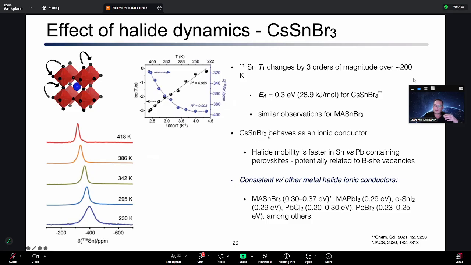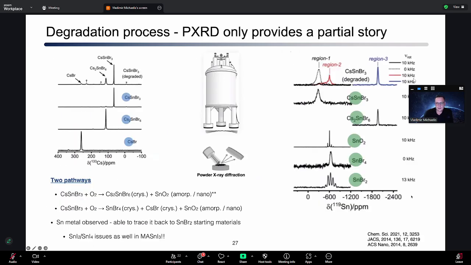And this is due to the fact that you have bromine halogen ions moving around the system quite freely. And this is actually consistent with other metal halide ionic conductors in terms of tin bromide or lead methyl lead iodide or tin iodide itself. And so this basically opens up a new class again of potential sodium ion, sorry, not sodium ion, potentially tin halogen ion conductors. Okay.